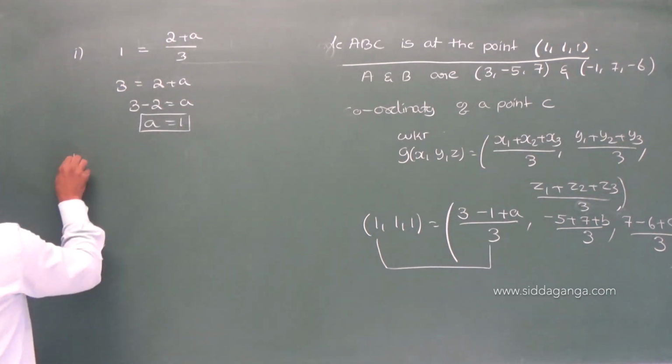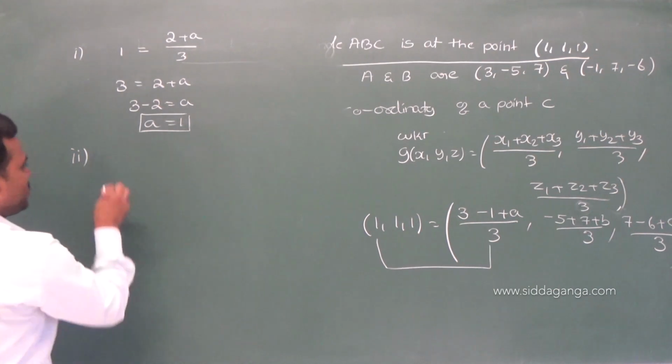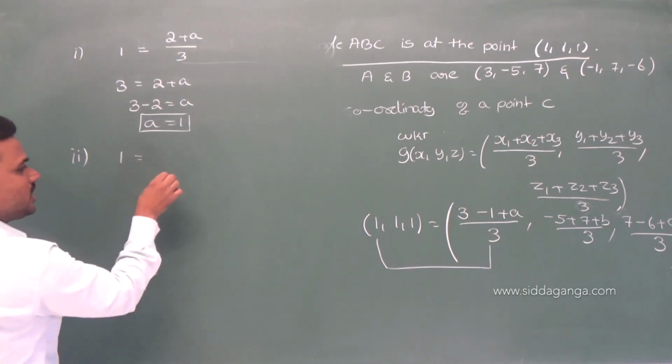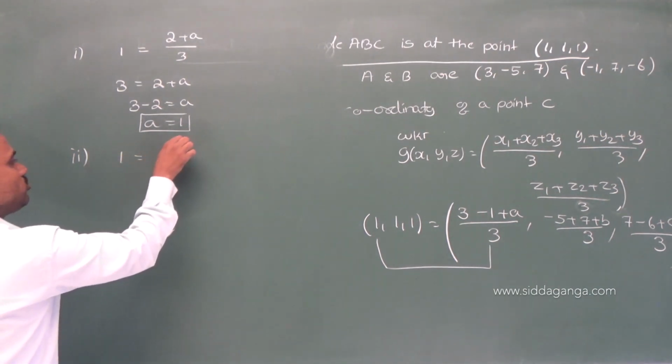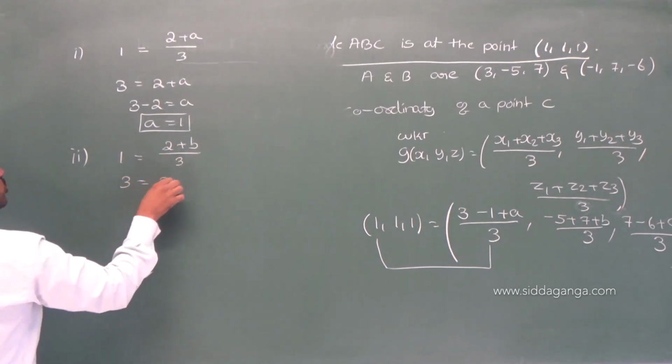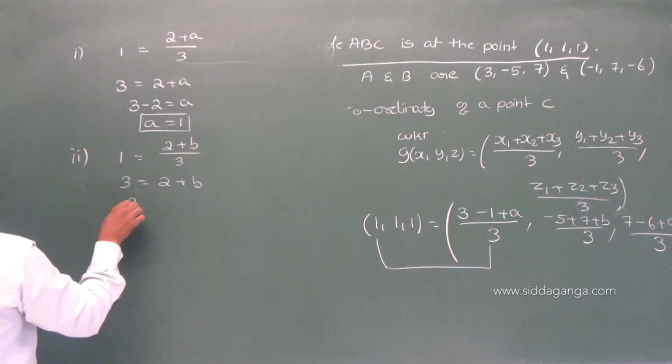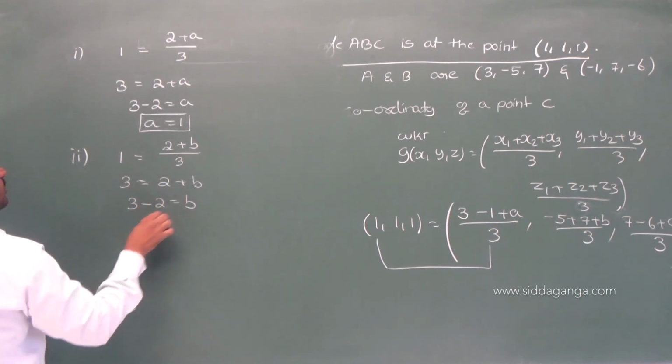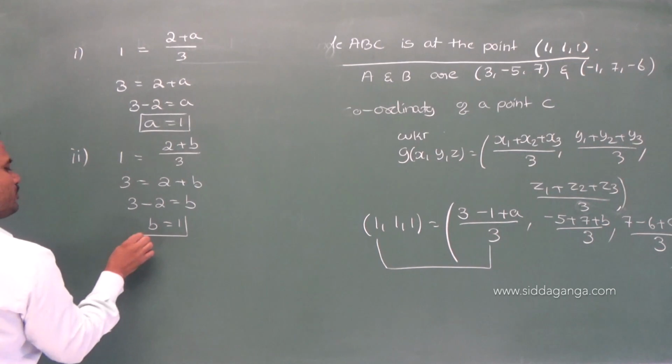Similarly, equate the y coordinate. 1 is equal to -5 plus 7, which is 2, plus b, divided by 3. So 3 is equal to 2 plus b. So 3 minus 2 is equal to b. b is equal to 1.